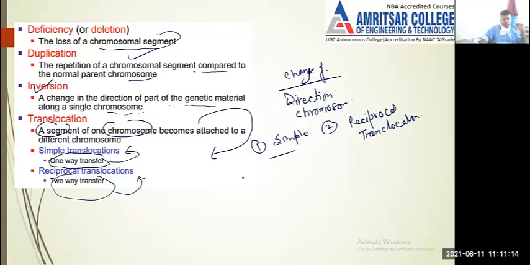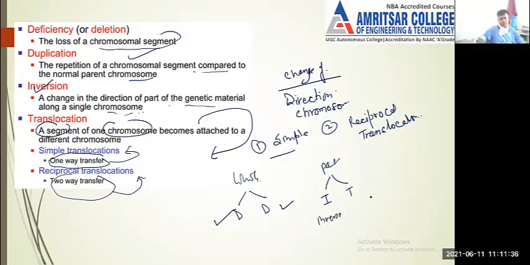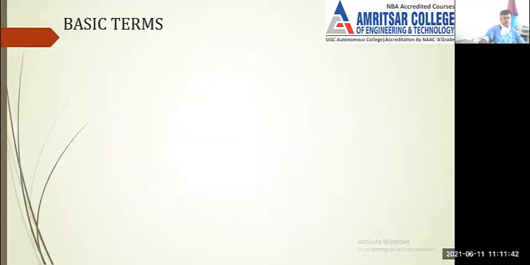Whole chromosome, technique to change, DD: deletion or duplication. Part of the chromosome can be changed by IT. I for inversion, T for translocation.